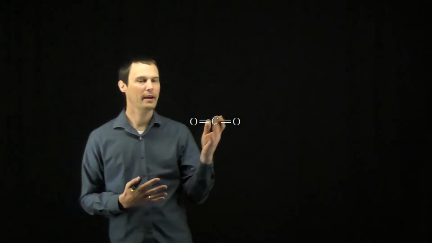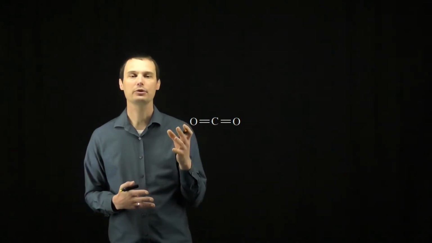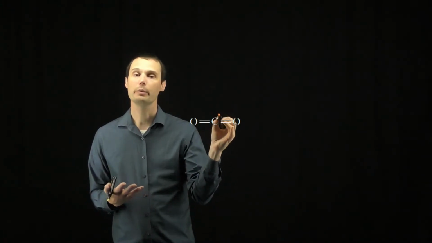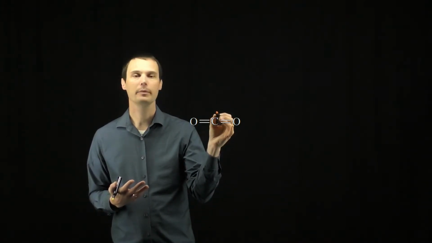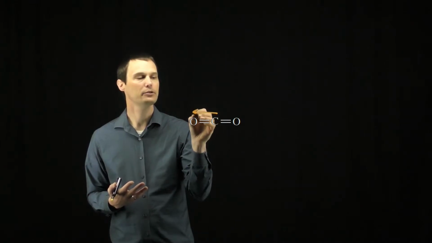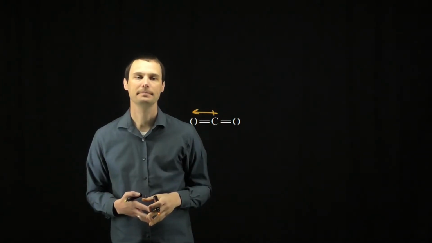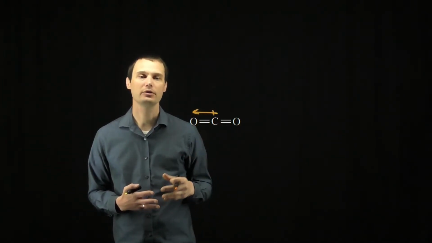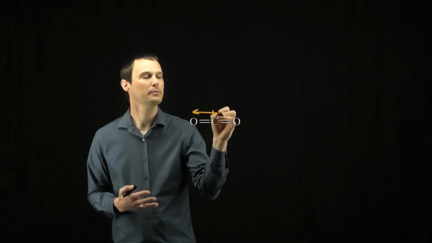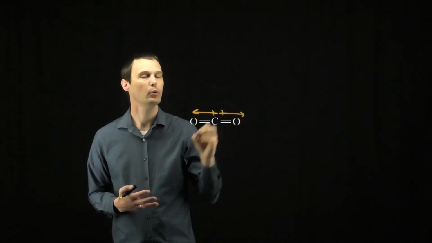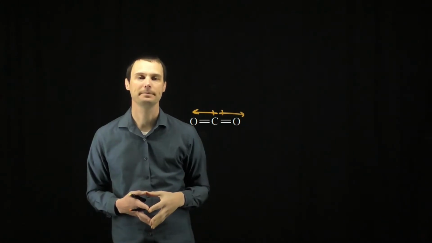For this molecule, we have the bonds between the carbons and the oxygen. Oxygen is more electronegative than carbon, so there will be a dipole moment between the carbon and the oxygen, polarized toward the oxygen. The same is true for the other carbon-oxygen bond. Oxygen is more electronegative than carbon, so there will be another dipole arrow pointed towards the other oxygen.